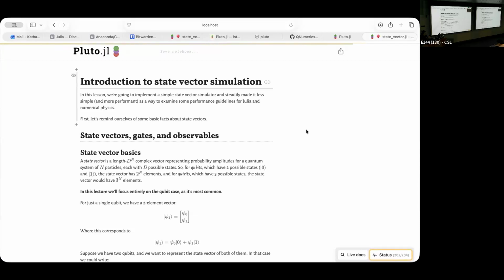So today we're going to be continuing what Ray was talking about yesterday, doing some basic state vector simulation. Also just another quick poll. Who here would say that their main background is in physics? Most people. Who here would say their main background is in CS? Okay, actually quite a few. How many people would say their main background is in math?